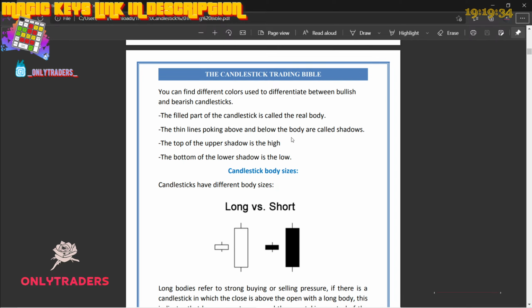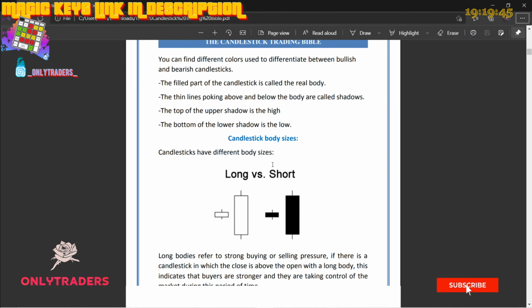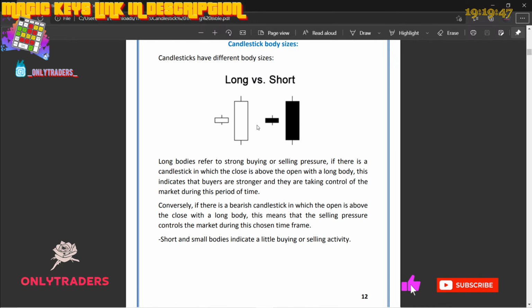The filled part of the candle is the body. The thin lines poking above and below are the shadows or the wicks. The top of the upper shadow is the high. The bottom of the lower shadow is the low. So every candlestick has a different size. Some you're gonna see like this, some you're gonna see like this, and they all have different indications for what price is doing and how traders are behaving in the market at that time.